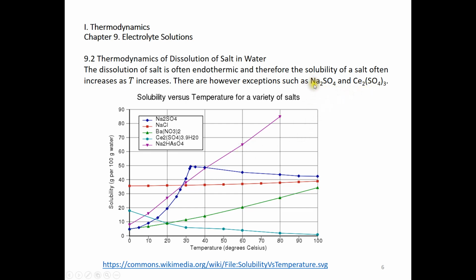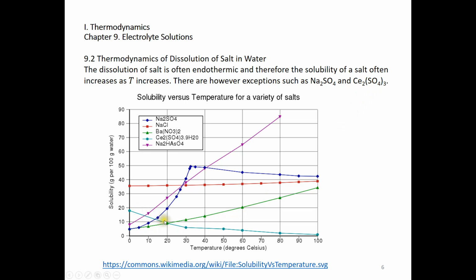So let's look at sodium sulfate. Sodium sulfate is this curve. It's going up, going up. Over here it's roughly 32 degrees Celsius, and then it almost levels off. Usually when you see this kind of behavior, it's because of some change in the chemical property of the chemical. In this case, it's likely due to the changes of the water in the crystalline structure. And also there's another exception, cerium sulfate.